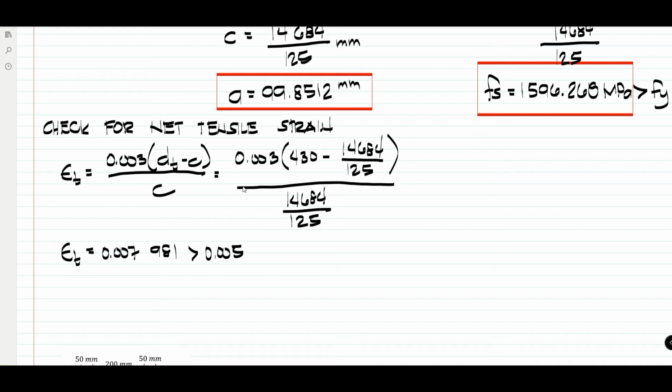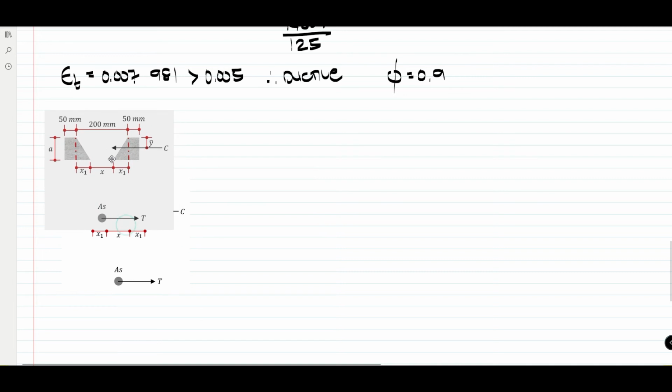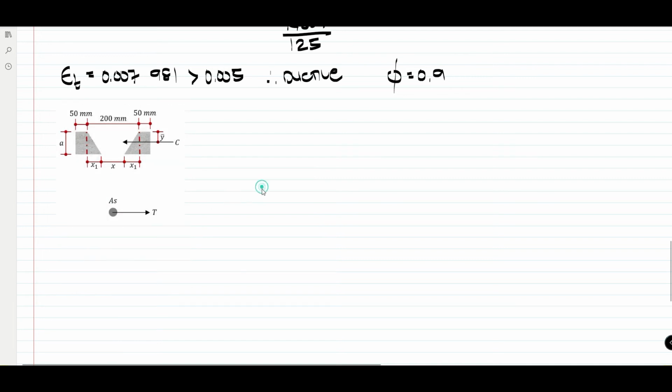which is we can conclude na yung beam natin is ductile and our reduction factor will be 0.9. So wala tayong kakompute ng reduction factor since automatically the beam is ductile and the reduction factor is concluded to be 0.9. Ngayon, para makuha natin yung ultimate moment capacity, syempre, dadaan tayo dun sa pagkuha muna ng centroid nung compression block natin, which is ito.